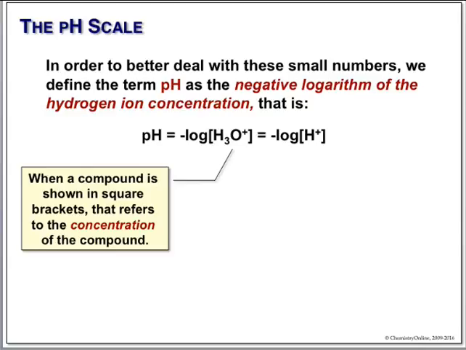Just for clarification, whenever you see something shown in square brackets, that refers to the concentration in moles per liter. So whenever you see a chemical compound in square brackets, that means concentration in moles per liter. So pH is minus log hydronium.